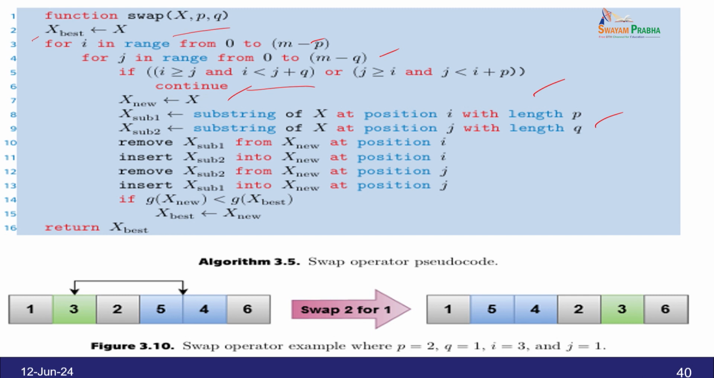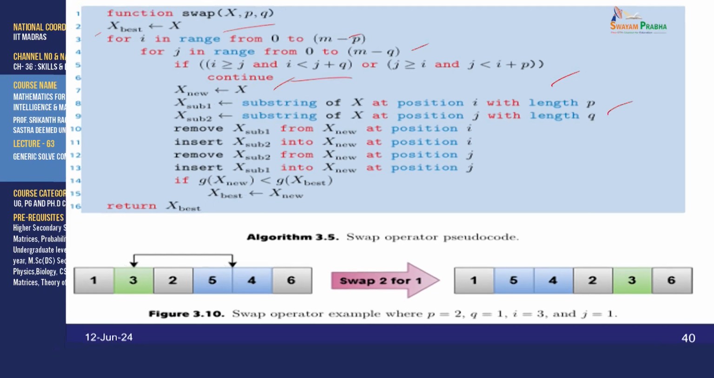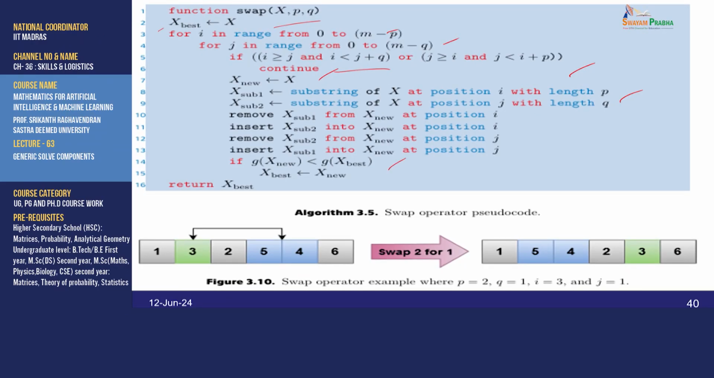Then remove x sub 1 from x new at position i, insert x sub 2 into x new at position i, remove x sub 2 from x new at position j, and insert x sub 1 into x new at position j. If g of x new is less than g of x best, then x best maps to x new. Return x best.